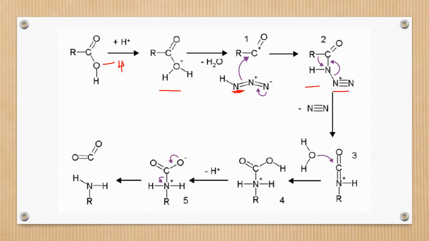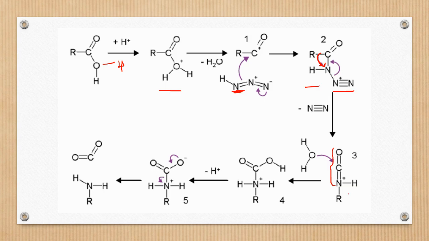After the removal of N2, there is a migration taking place. Basically an isocyanate is forming. How is it forming? The R bond which is connected to the carbon moves towards the nitrogen, and while moving towards the nitrogen, N2 leaves. So here you will end up having an isocyanate moiety, which is this moiety.